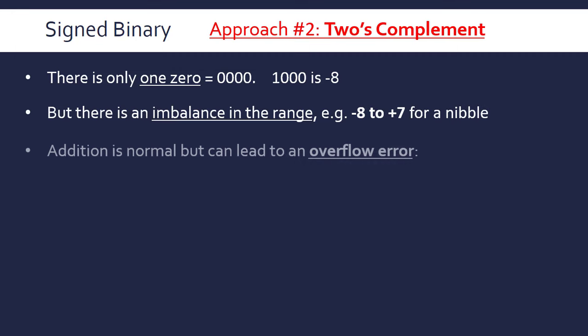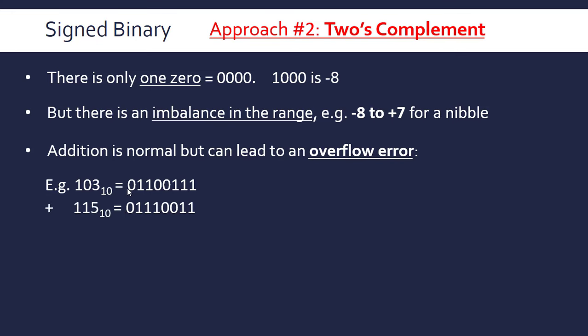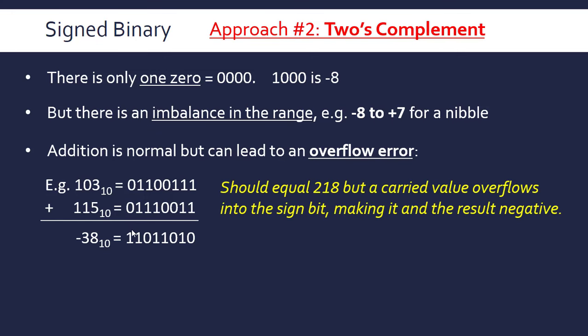So the reason why 2's complement is useful is you can do addition normally, so you can use the same circuits as you would for just unsigned binary. Like in normal binary, you can get an overflow error you have to be careful about, but it may be more significant because the sign may change. So if you've got 103 in binary, of course, and add it to 115, this is going beyond what can be stored. So we end up with a negative 38 because the 1 is carried into the sign bit column. So we end up with a completely different number, and this is an overflow error. It should be 218, but we end up with a negative number because it's carried and overflowed into the sign bit.